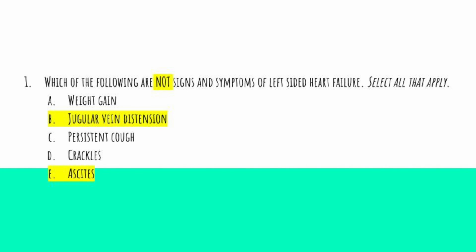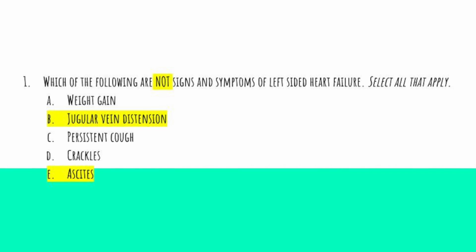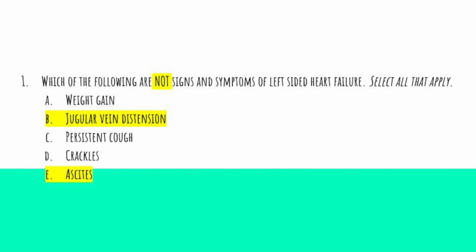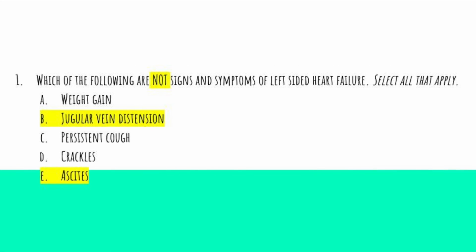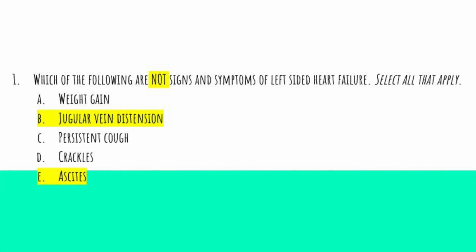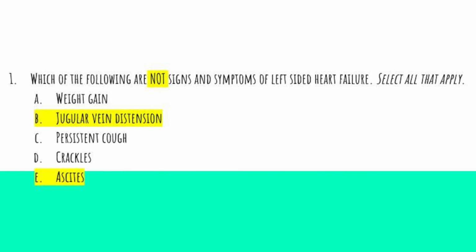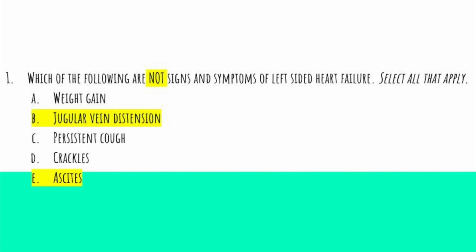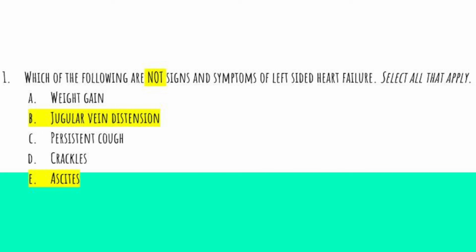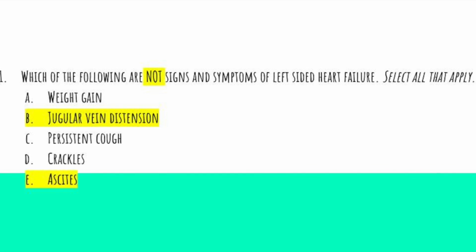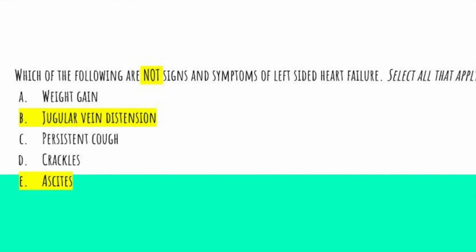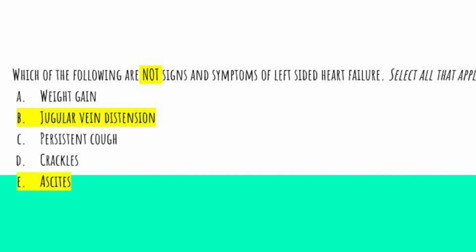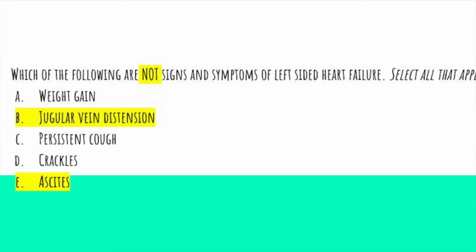A is incorrect because weight gain is a side effect of left-sided heart failure due to fluid buildup as blood that is not pumped through the aorta backs up. That backup of blood will accumulate in the lungs, causing a cough and crackles upon auscultation, so C and D are also incorrect. B is correct because jugular vein distension is a common sign of right-sided heart failure, not left-sided. Ascites, especially in the legs, is another sign of right-sided heart failure, so E is also correct.